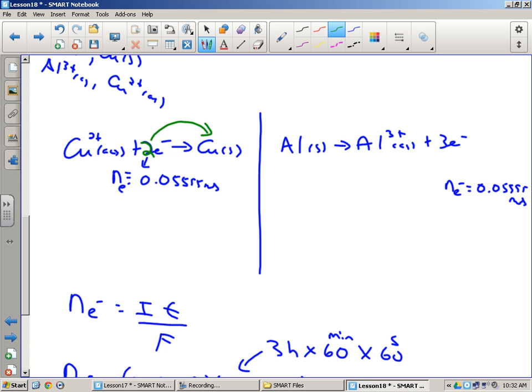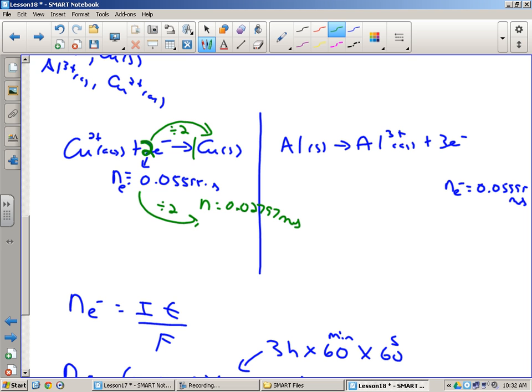In this case, for every 2 moles of electrons, I make 1 mole of copper, right? So to get from there to there, I'm going to have to divide by 2. So I'm going to take this and divide by 2 to get n here, which is 0.02797 moles.